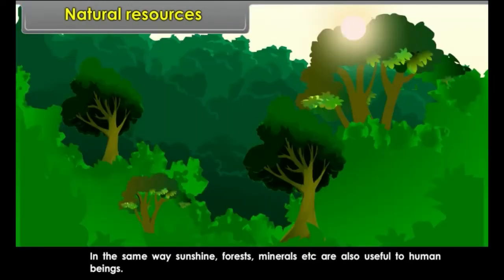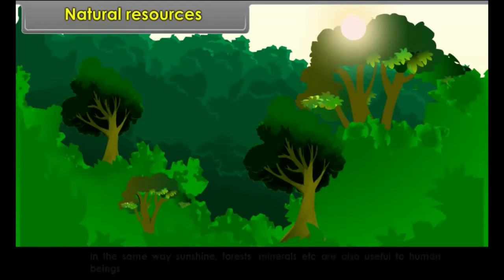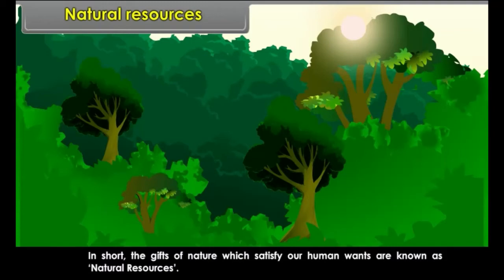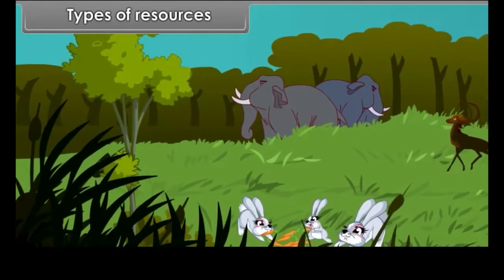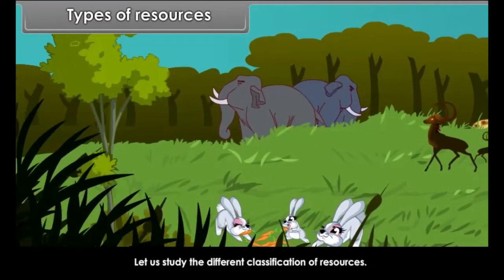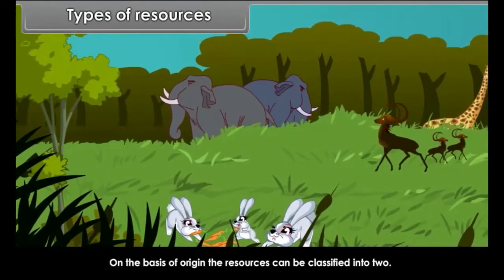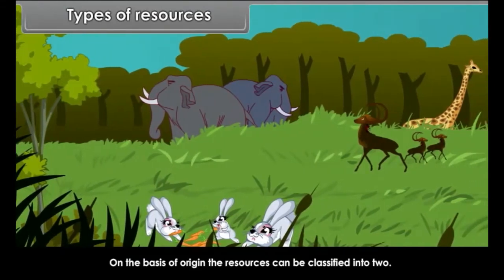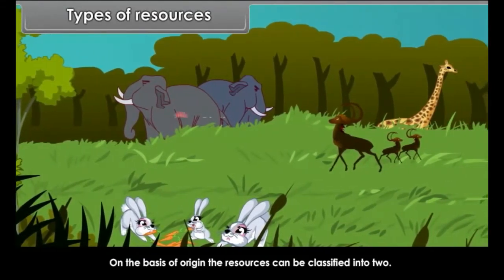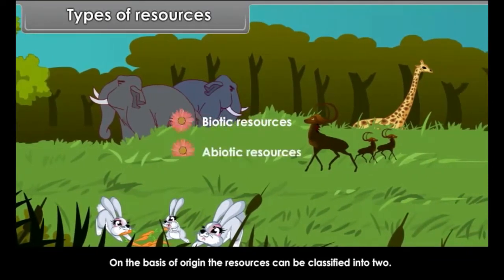In the same way, sunshine, forests, minerals, etc. are also useful to human beings. In short, the gifts of nature which satisfy our human wants are known as natural resources. Types of resources. Now, let us study the different classification of resources. On the basis of origin, the resources can be classified into two: biotic resources and abiotic resources.